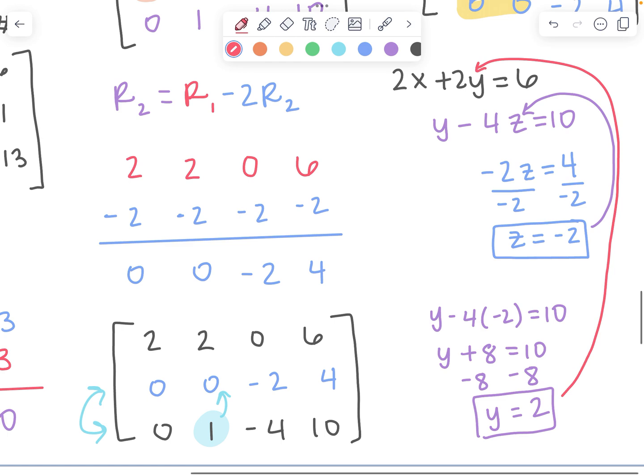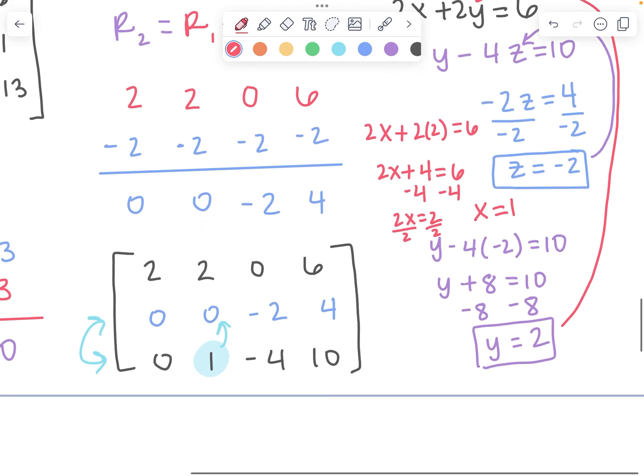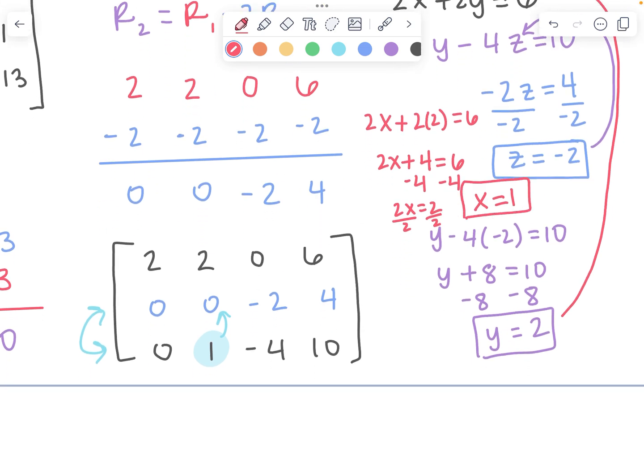And then I'm going to take that one and plug it in to my equation up here at the very top to figure out what x is. So 2x plus 2 times 2 equals 6. So 2x plus 4 equals 6. Subtract 4 from both sides. So 2x equals 2. And I'm running out of room, but divide both sides by 2 and you get x equals 1. So you can write your answer as an ordered triplet: 1, 2, -2. X, Y, Z.